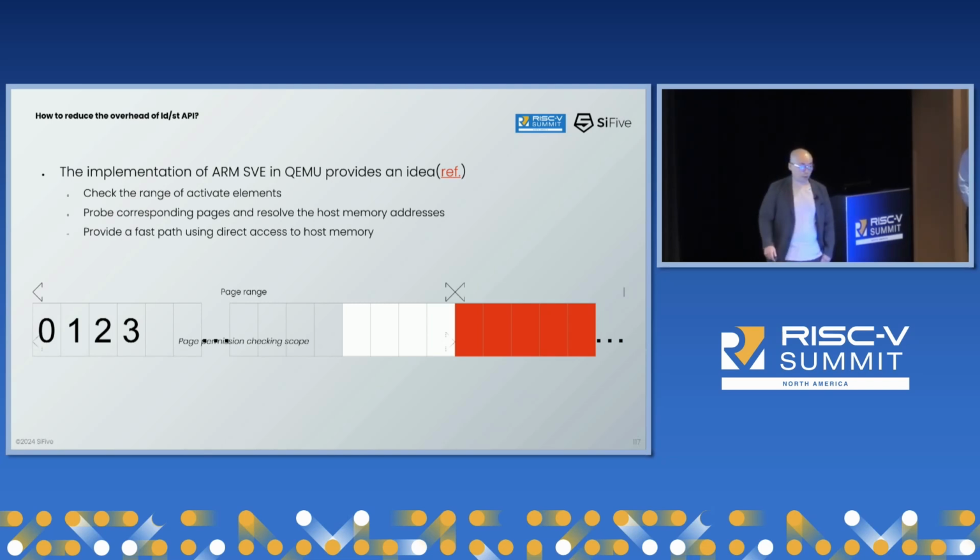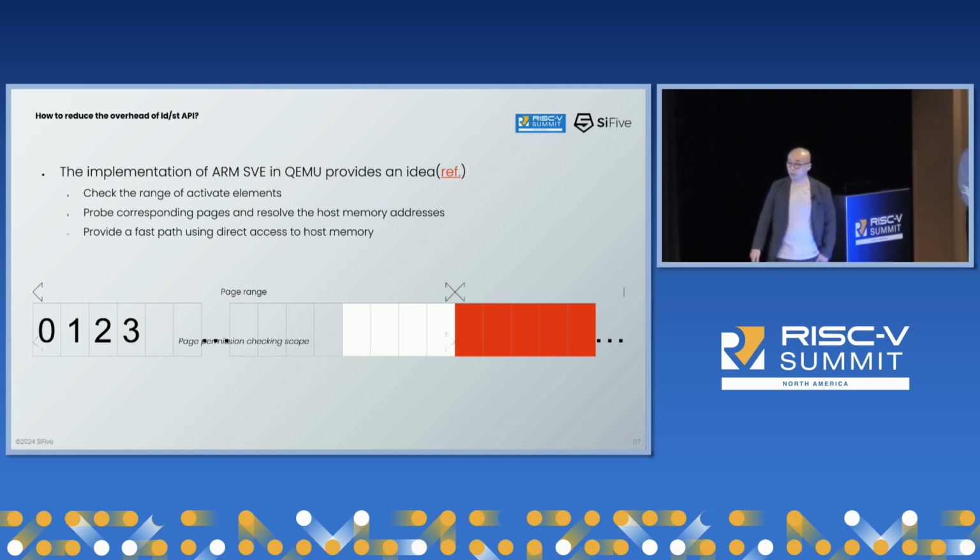So what is the benefit if we probe the page at the beginning? One of the benefits is that if we can probe the page at the beginning successfully, that means QEMU can get the address translation result of the target page first. So all elements in the same page can reuse this translation result to do the direct access into the host memory, without doing the address translation every time for every element in the load store flow.